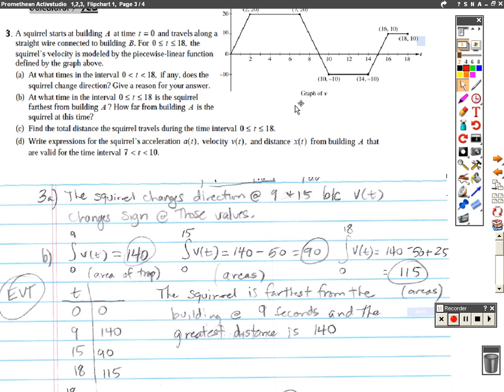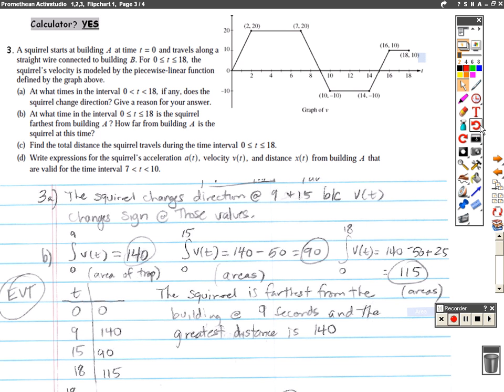So this is the graph. This is the graph of velocity. Very important for us to remember. And it's given as a piecewise linear function. At what times during the interval does the squirrel change directions?